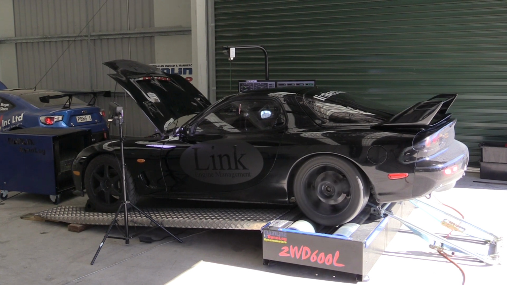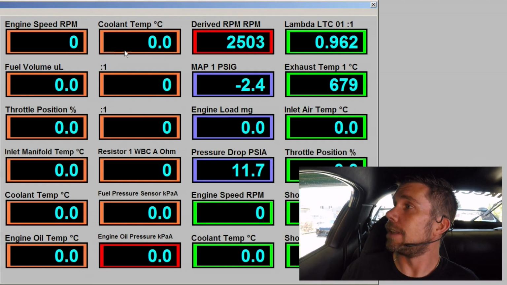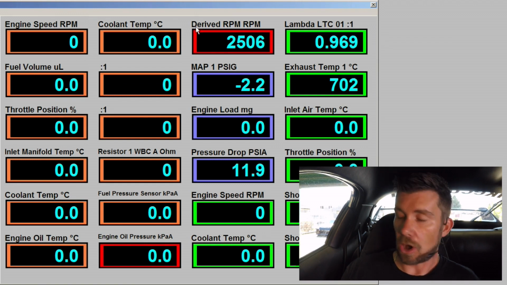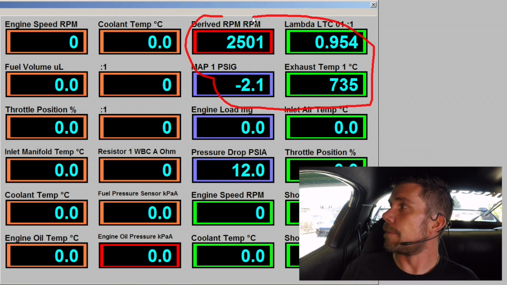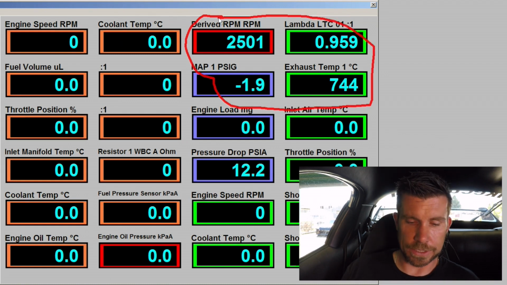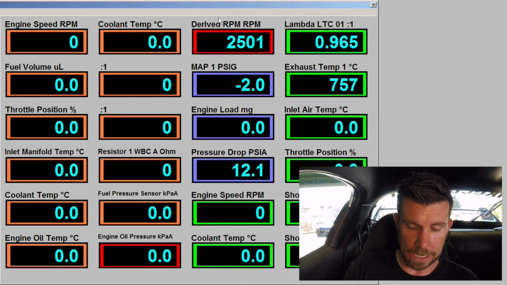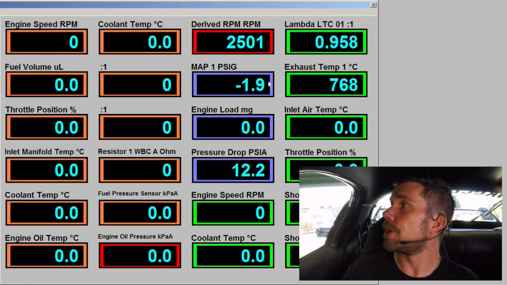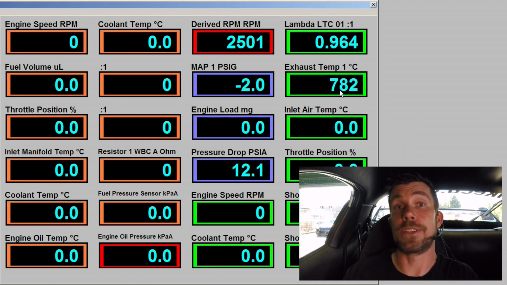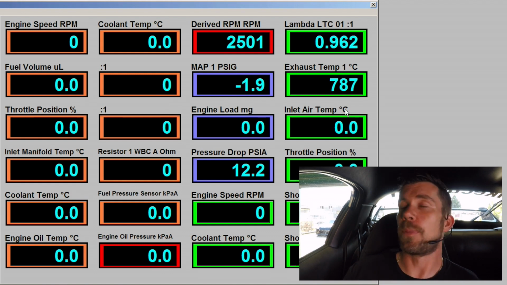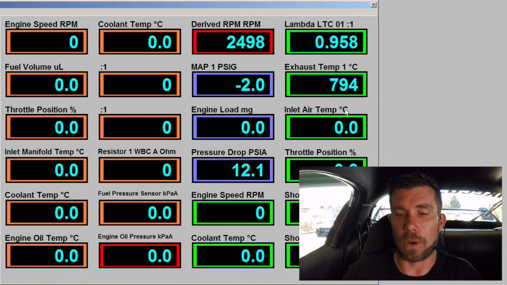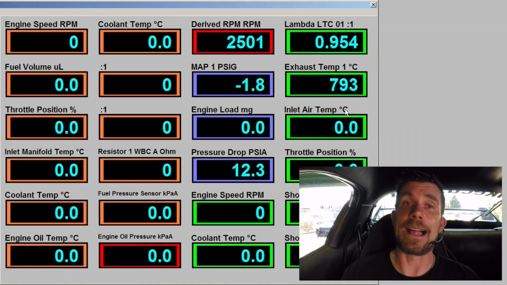Right, while we allow the engine to stabilise on the dyno, let's have a look at what we do have on the dyno screen, and you'll be able to see here we have a few parameters that are of interest to us at this point. So we have our derived RPM, our engine RPM, we have our manifold pressure, our lambda, and of course our exhaust gas temperature. Now, one thing that's important to note when you're measuring exhaust gas temperature, it is quite a slow sensor to respond, so it responds and stabilizes much slower than the likes of our lambda reading.